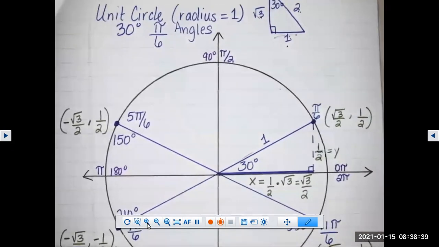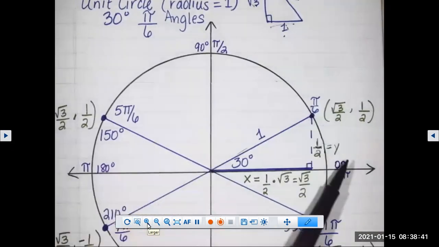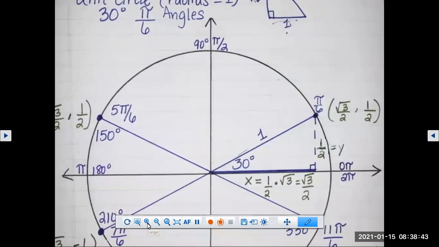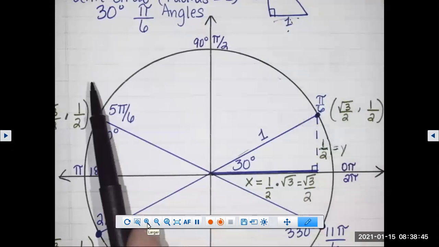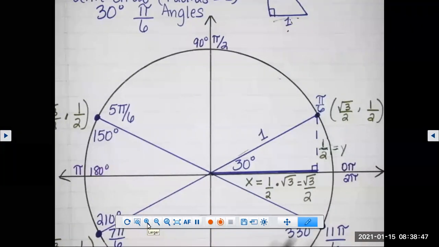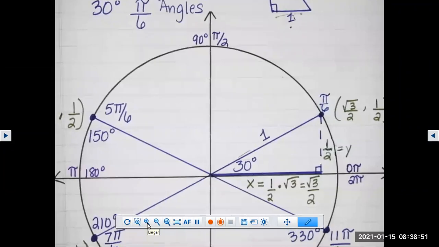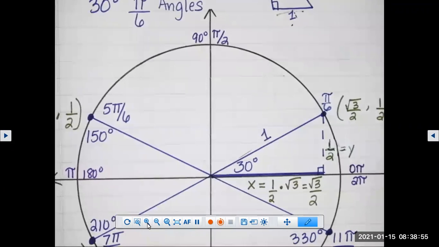If you know or memorize your first quadrant information, then you can just go straight across into the second, diagonally into the third, straight down into the fourth quadrant, and you'll have the same X and Y coordinates, maybe different signs depending on where you're at.